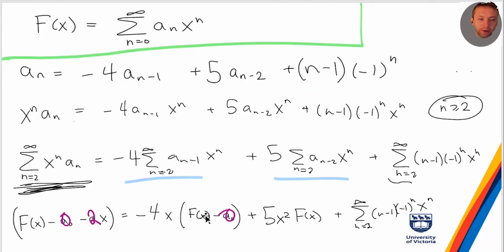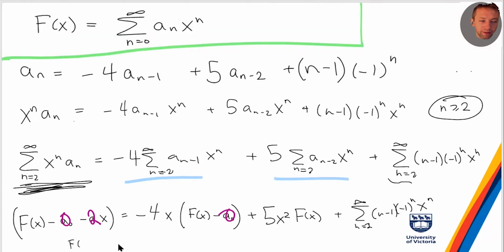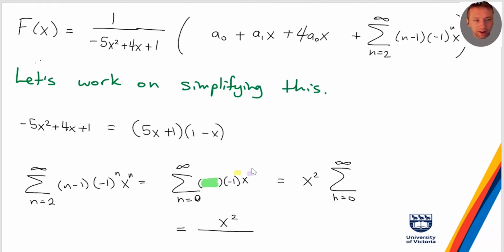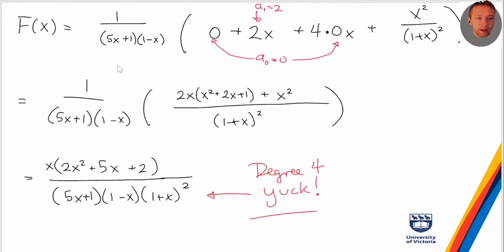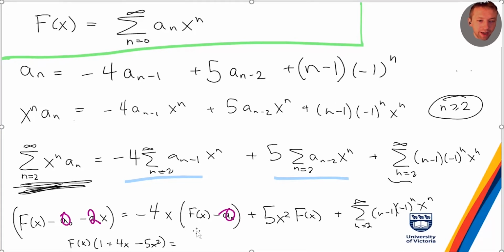If I take the things involving f of x to one side, I get f of x plus 4x minus 5x squared. So if I bring all the things involving f of x together, I have f of x times 1 plus 4x minus 5x squared equals whatever else is left over. If you take my word for it, this is the stuff that's left over. Then I'm going to take this thing that's multiplying f of x and divide by it so that I can get f of x by itself. So we're just solving for f of x.